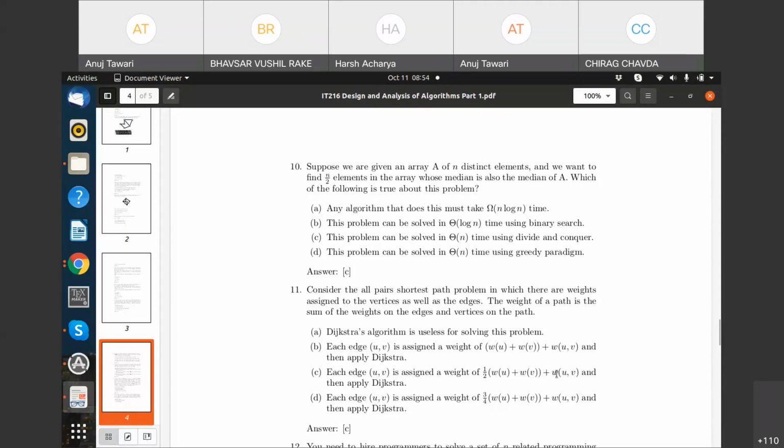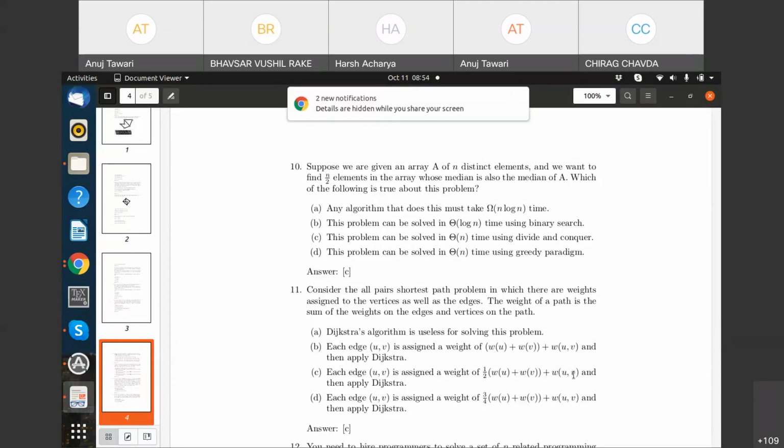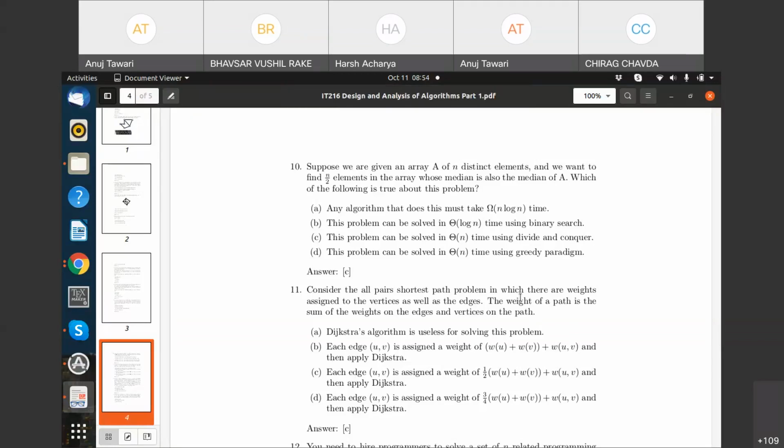Okay. So whenever you apply the all pair shortest path algorithm, it will just add up all of these weights. All vertices except the starting vertex and the end vertex will totally get WU plus WV plus the weight of this edge. Okay. So C option works here. And yeah, that's the correct answer. Again, many of you have got the answer to this.